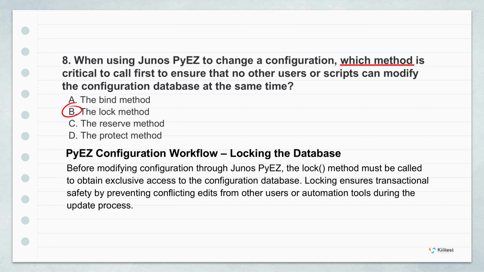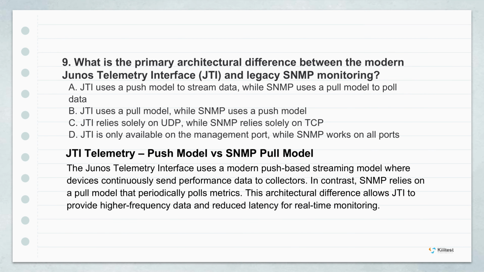This need for programmatic control brings us to monitoring. The shift from manual config to full automation is mirrored by the shift from polling to streaming data, which is telemetry. So what's the fundamental architectural difference between the traditional, decades-old SNMP approach and the modern Junos telemetry interface, JTI? The difference is defined by who initiates the data transfer. SNMP relies on a pull model. The monitoring system periodically polls the device, asking, what is your data now? Yep. JTI uses a push model, where the device continuously streams data to the collector without being prompted.